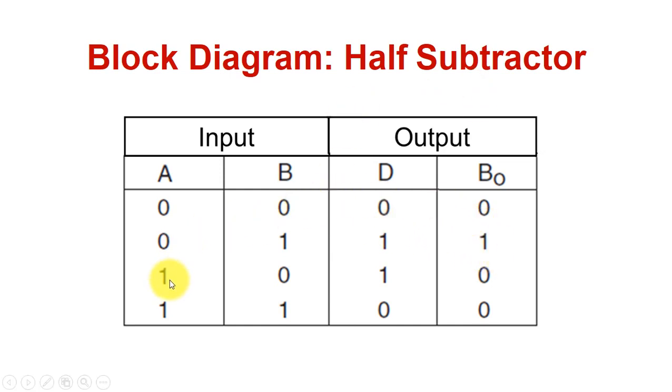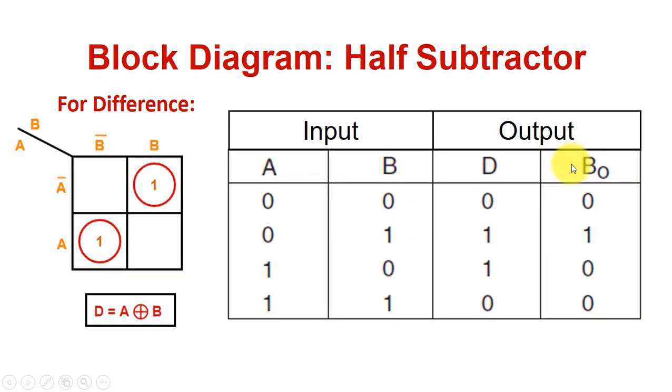Now come to the third row, there is a combination of 1 0. Here we are trying to subtract 0 from 1, so again the difference is 1 and we did not take any borrow, so the borrow value is 0. And finally 1 minus 1, so there is no difference as well as no borrow. So this is the truth table of the half subtractor with two inputs and two outputs, difference and borrow.